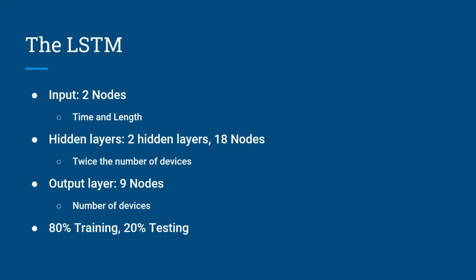For the hidden layers, we used 2 hidden layers of 18 nodes each. This is twice the size of the number of device types that we had. We also tested many other different sized hidden layers as well as many different numbers of nodes, and this worked best for our situation. We had an output layer of 9 nodes, and this is because there are 9 different device types. We trained on 80% of the data, and we tested on 20% of the data.